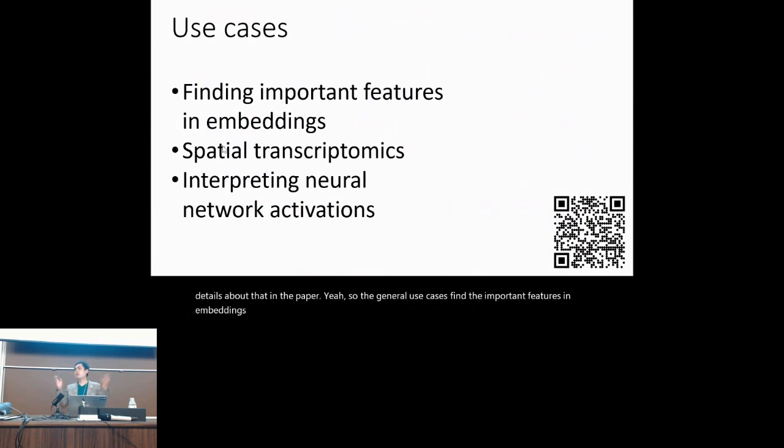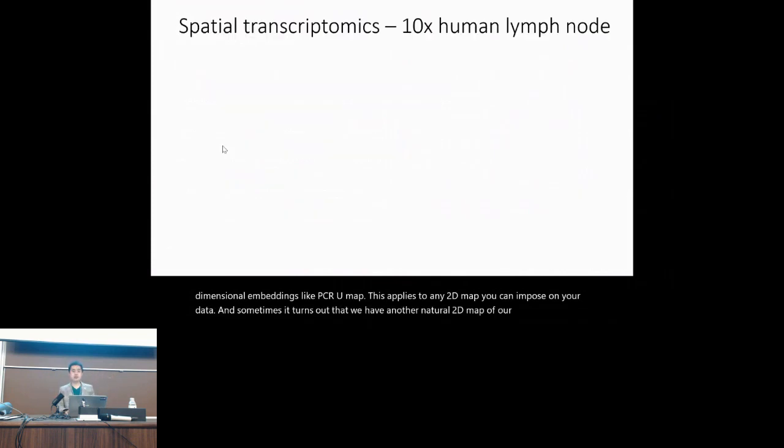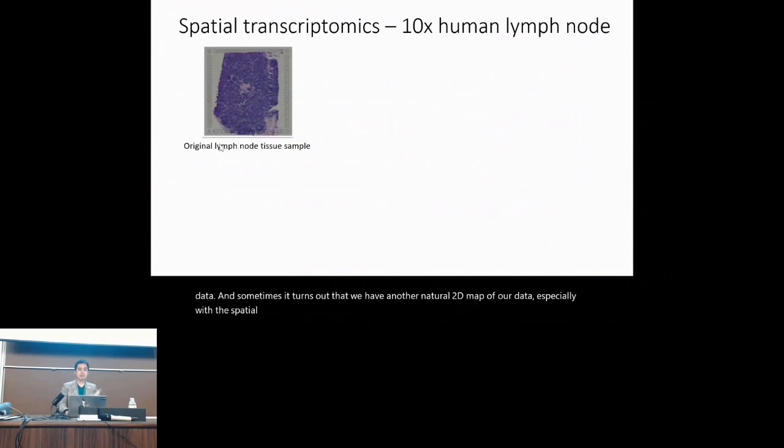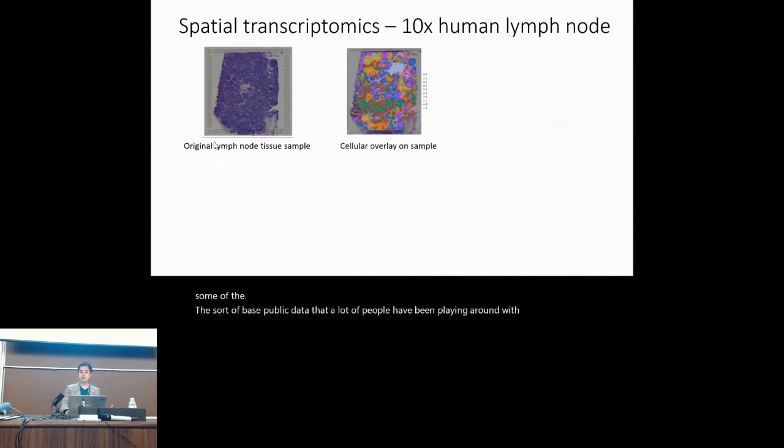The other fun thing you can do is, this doesn't just apply to low-dimensional embeddings like PCA or UMAP. This applies to any 2D map you can impose on your data. And sometimes it turns out that we have another natural 2D map of our data, especially with spatial transcriptomics. So this is some data from 10x. You've probably seen this. This is some of the base public data that a lot of people have been playing around with, on lymph node tissue samples.